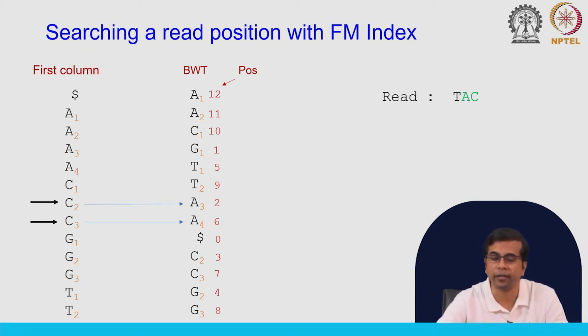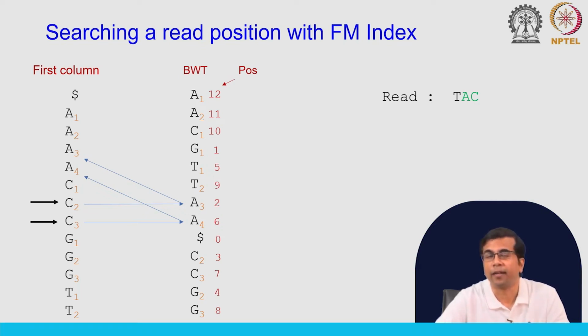So, that is why I have written them as A1, A2, A3, etc., so that we can easily map them back to the first column. Now we will use the LF mapping, and these A3, A4 correspond to A3, A4 here in the first column. What is the next step?